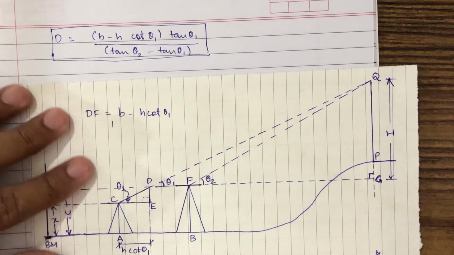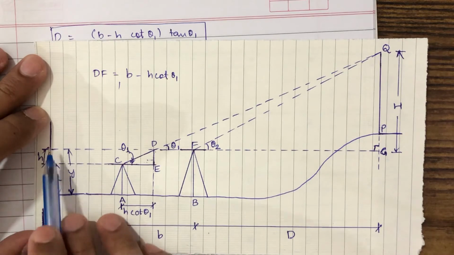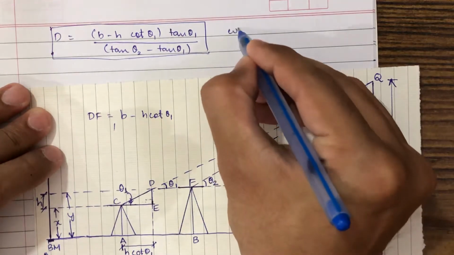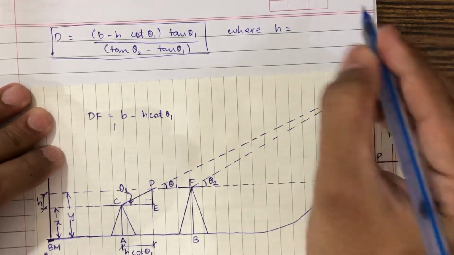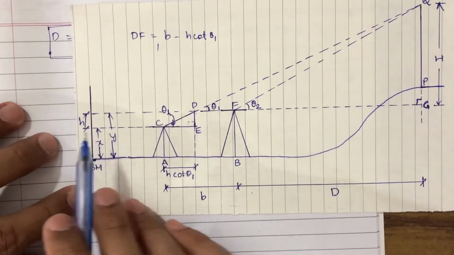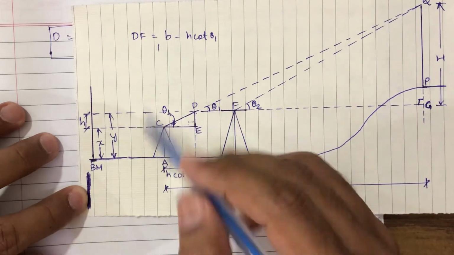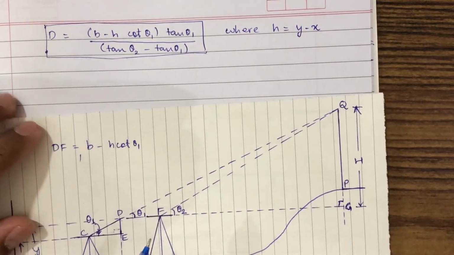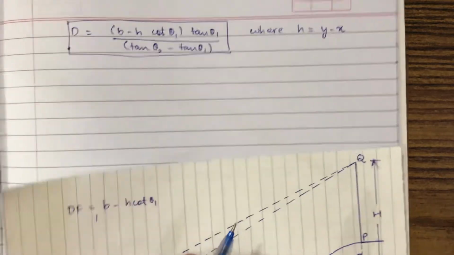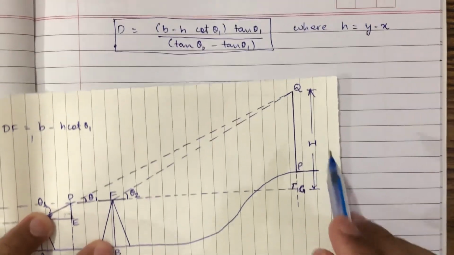Okay, this b length can be easily calculated. Also this h can be calculated. Fine. Now here if we need to calculate this h, where h is equal to y minus x. See, if we need to calculate this height h, this h is this reading y minus this reading x, isn't it? So here we got the value for this horizontal distance d.